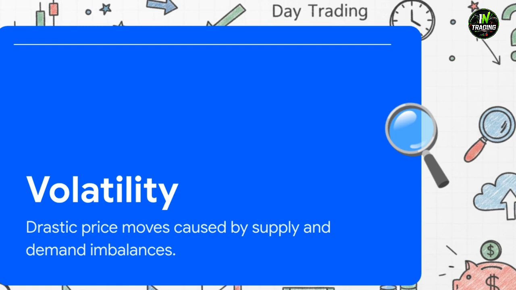Now, you might be wondering, where do those intraday opportunities actually come from? Well, they come from volatility, drastic price moves caused by imbalances in supply and demand. Deep down, a chart is really just a visual representation of mass human psychology. Think about it. When demand from buyers outweighs the supply from sellers, the price goes up. When sellers take over, it corrects downwards. That constant tug of war? That creates the exact volatility we need to trade.